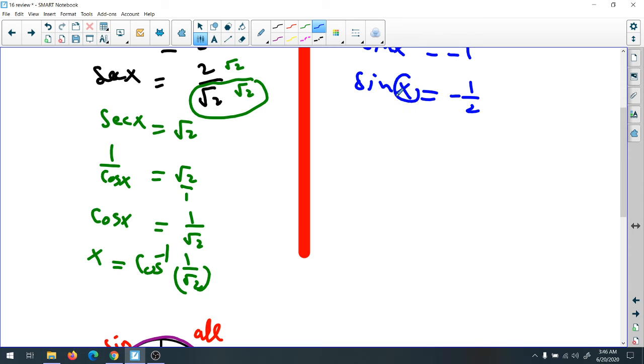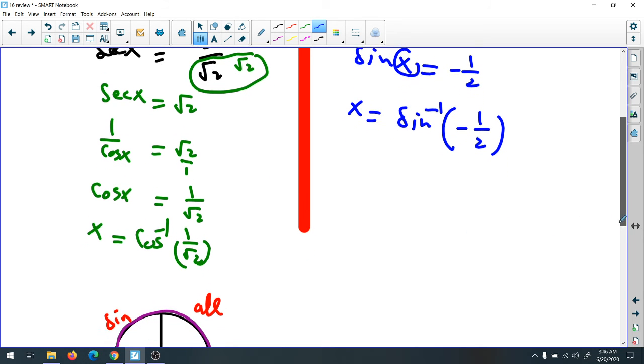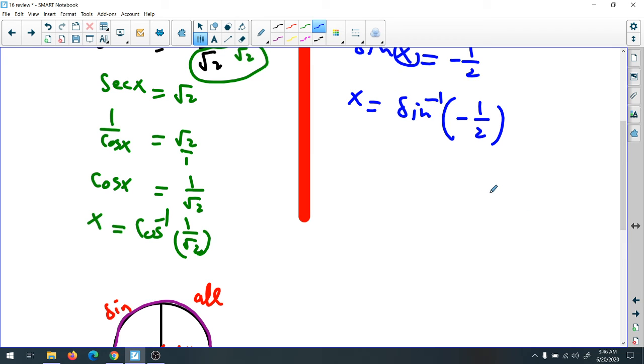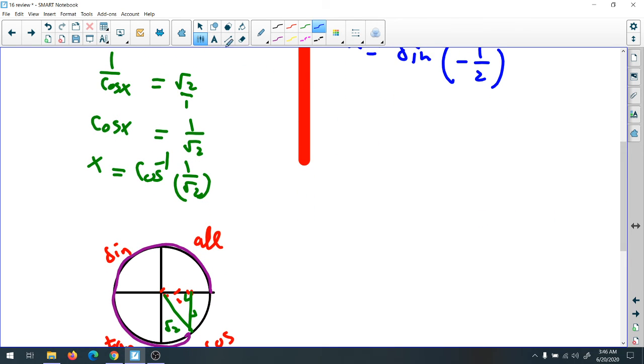How to solve it for x? Take arc sine of both sides. So x equals arc sine of negative 1/2. We're going to look for the angle whose sine is negative 1/2. We know that sine of 30 is 1/2, but this is negative. So we're going to look at where the negative sign is.